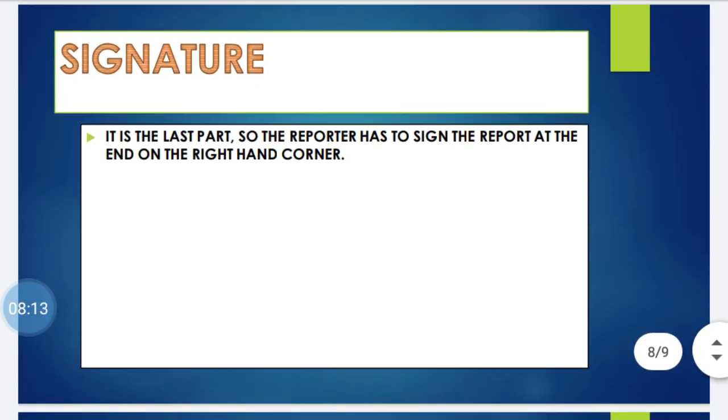Okay students, the last one, signature. In the last part, you have to do your signature at the right end, on the right-hand corner.